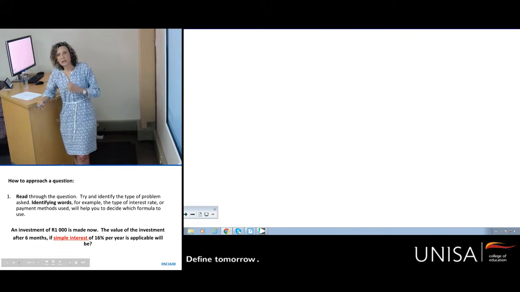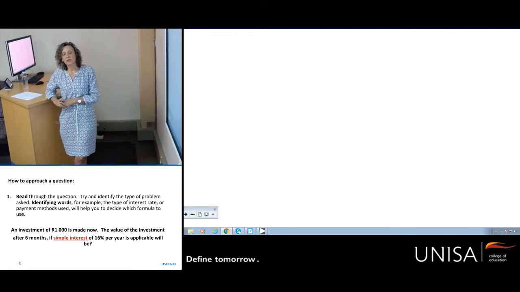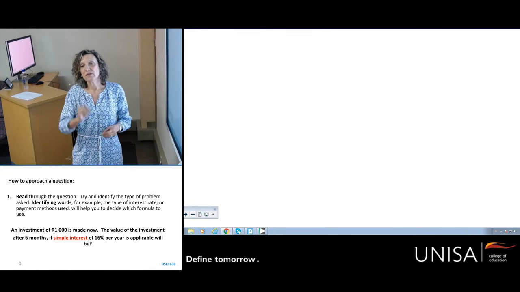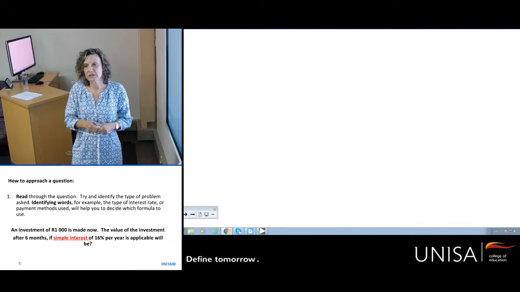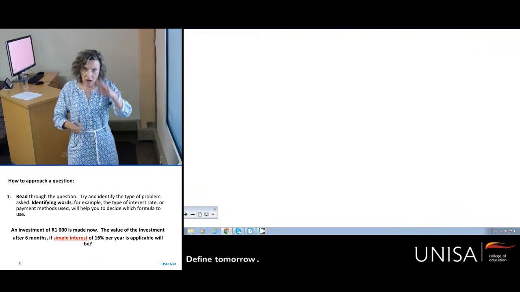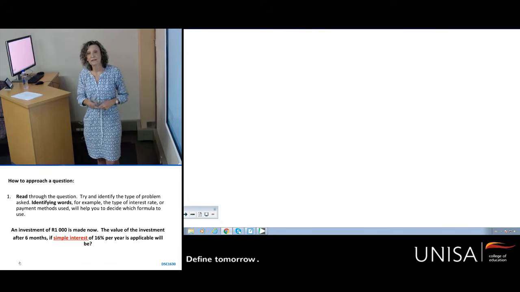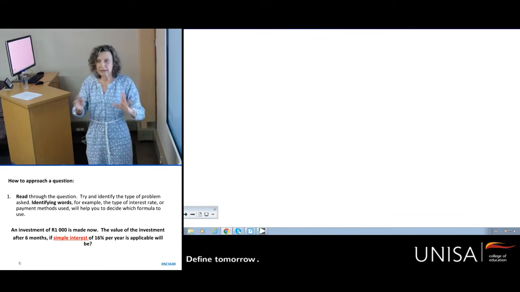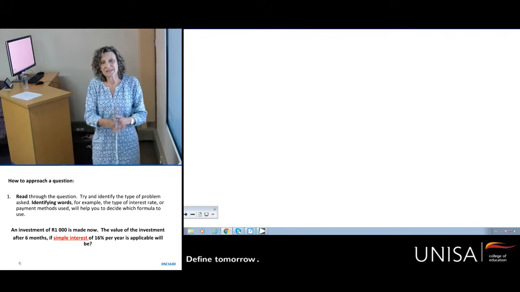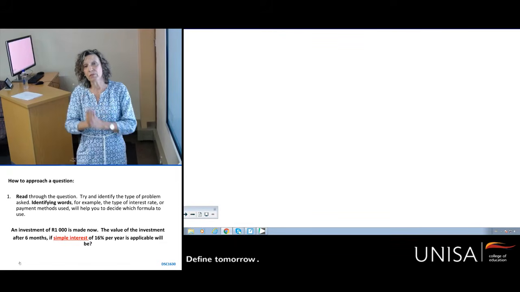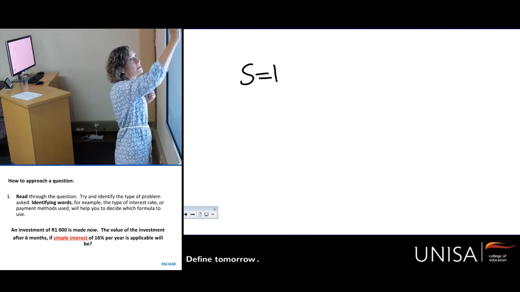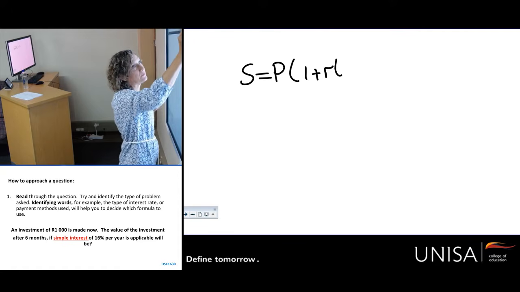So we firstly read through the question and we're looking for the ID words. An investment of 1,000 Rand is made now. The value of the investment after 6 months, if simple interest of 6% per year is applicable, will be. Now, up to now, we only had one ID word, remember, and that's simple interest. And in this case, there's the simple interest word. So at least we know we're working with simple interest. The method of simple interest calculation is applicable to this. So we write down our formula, S equals P(1 + rT).